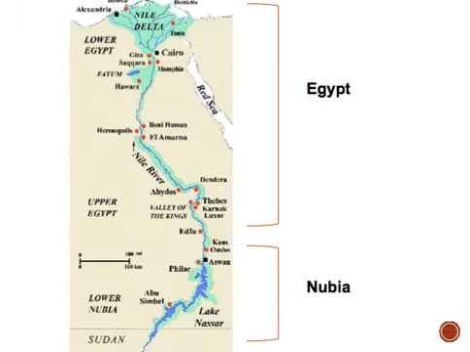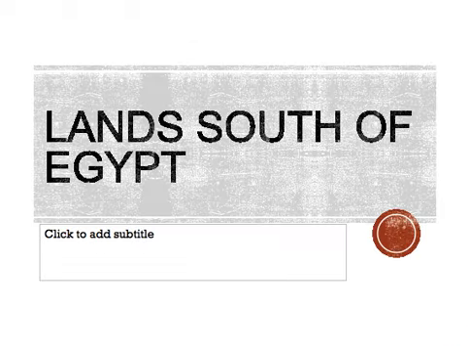Nubia was an area in a region very close to Egypt. It was right down here in the southern part of the Nile River, and then you have Egypt right on top of it. Nubia was a kingdom south of Egypt, and today part of Nubia makes up the African nation of Sudan. So the land south of Egypt was Nubia.